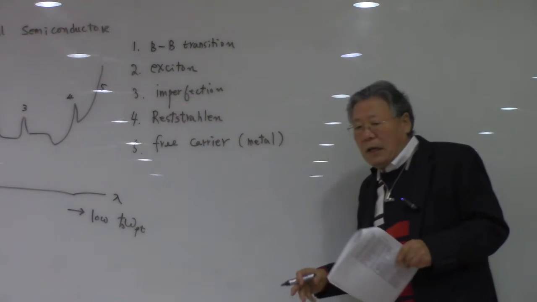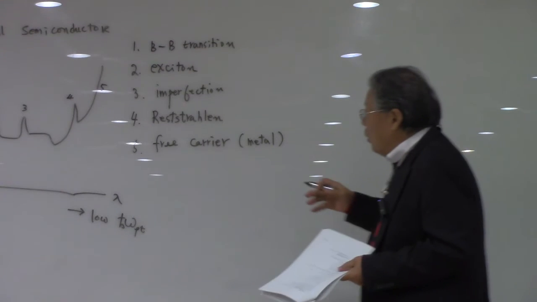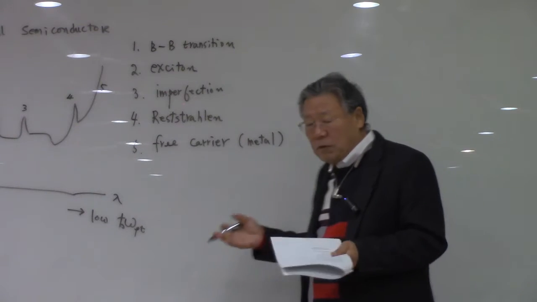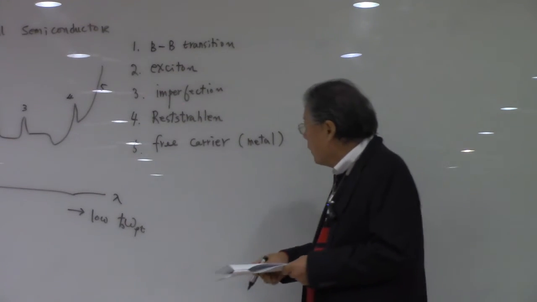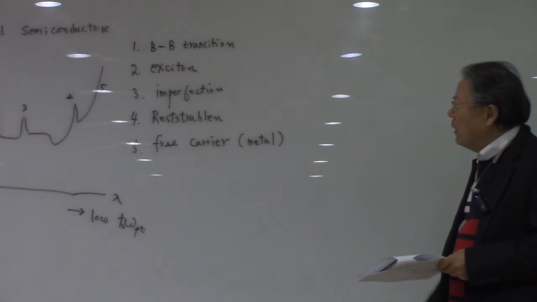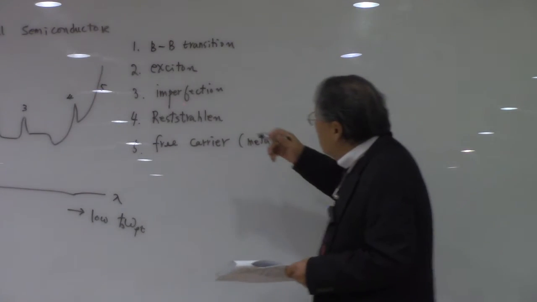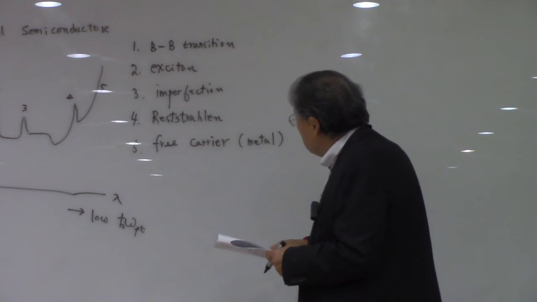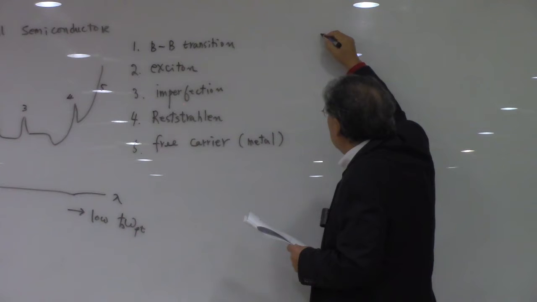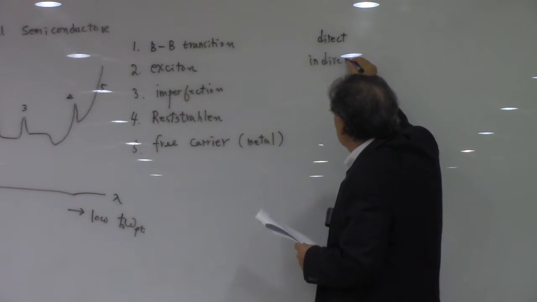In the semiconductor and an insulator, we don't have enough electrons for the light to be absorbed by the free carriers. We don't have enough free carriers. So we typically have these five absorption phenomena in the semiconductors. And in the band-to-band transition, we're going to have direct and indirect transitions.